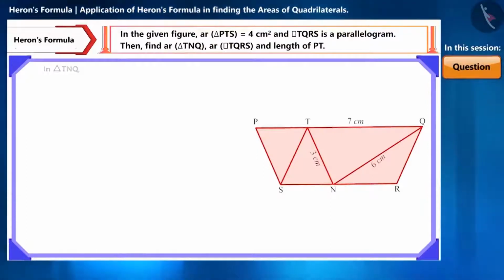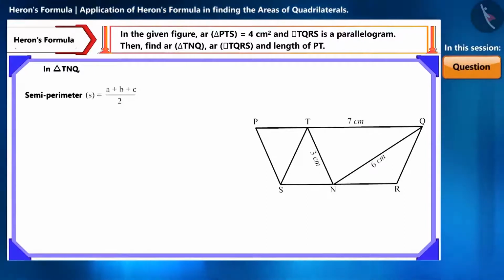Friends, in the figure, the length of all the three sides of the triangle TNQ is given. By using Heron's formula here, we can easily find the area of this triangle. First of all, we will find its semi-perimeter, that is S. So let's assume the length of side TN as A, the length of side NQ as B, and the length of side QT as C. Now, S is equal to the sum of these three sides divided by 2.